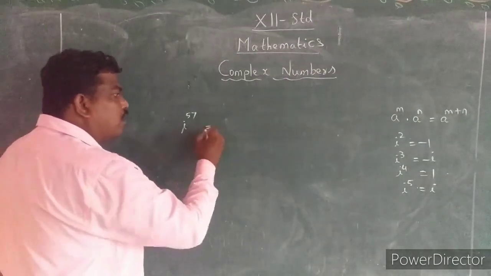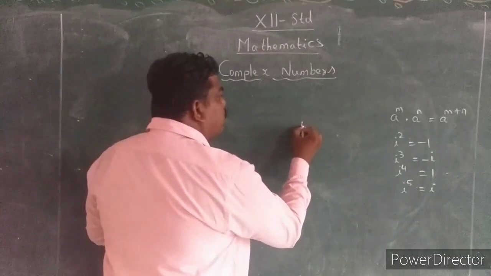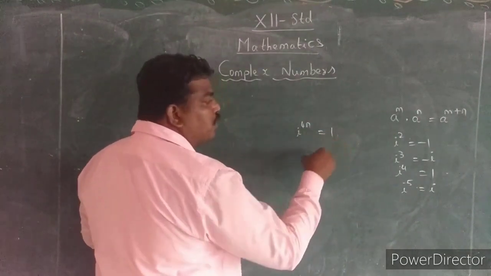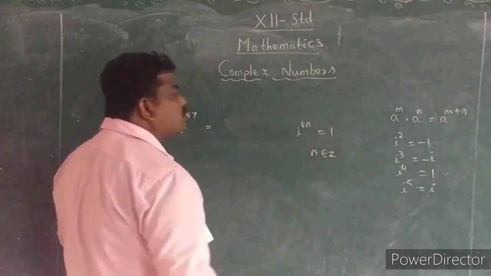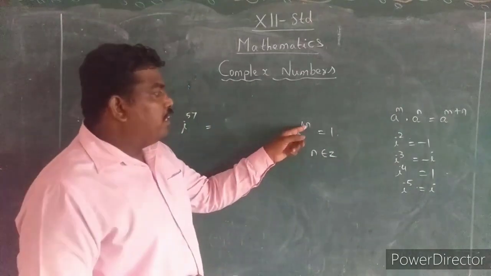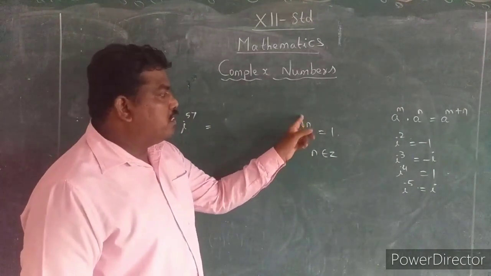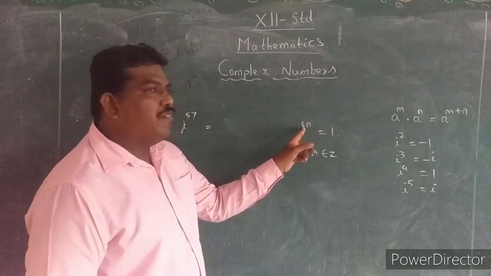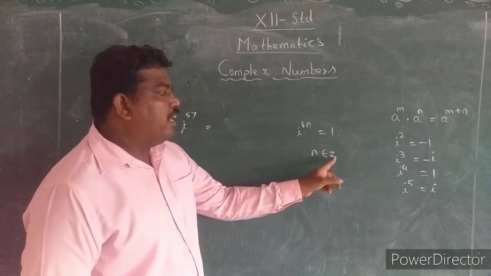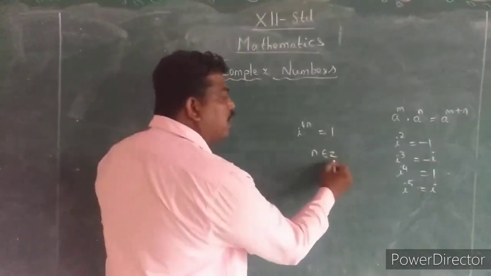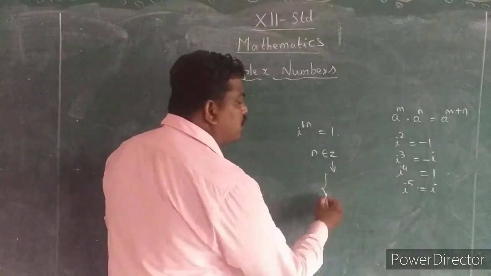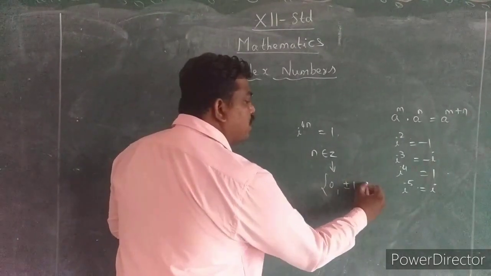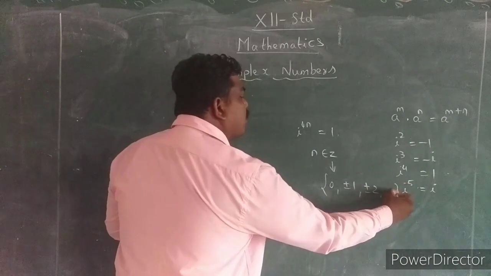We just use the concept: the multiples of 4 always give 1, where n belongs to the integers. If the power of i is a multiple of 4, the answer is 1. Here the power is 4n. For n you can substitute any integer value. The integers contain 0, plus or minus 1, plus or minus 2, etc., whatever it may be.